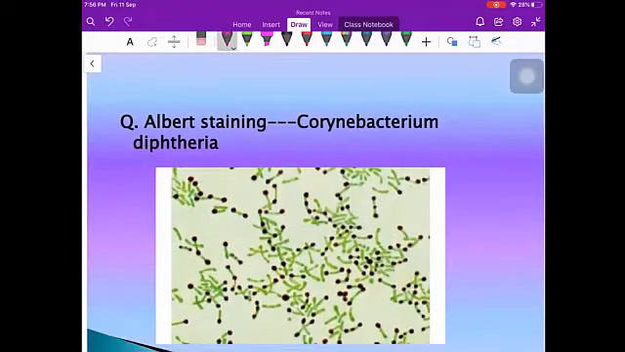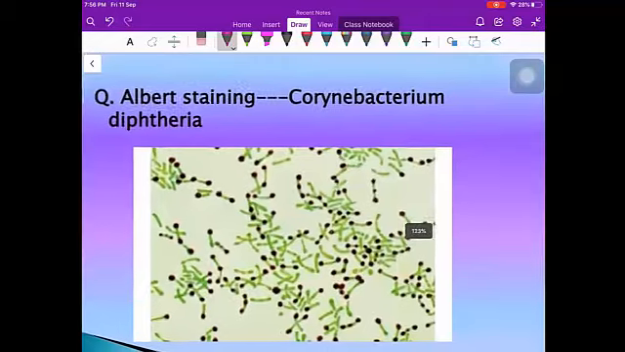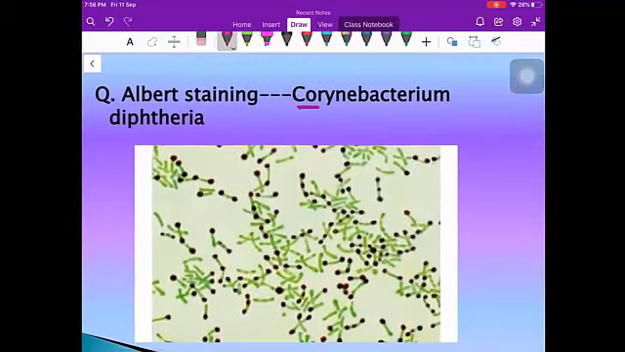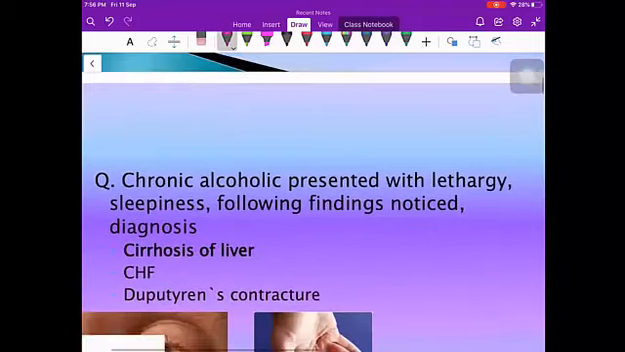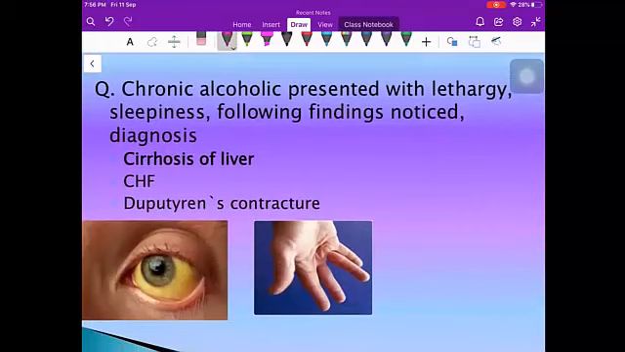Next is an image which was asked. There was a question and the Albert staining was given and it was asked which organism is grown. So it is Corynebacterium diphtheriae. Now the third question.